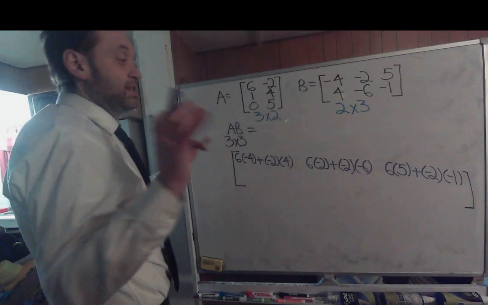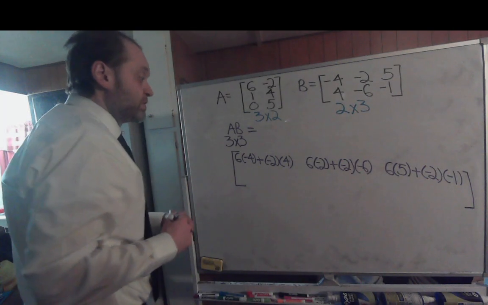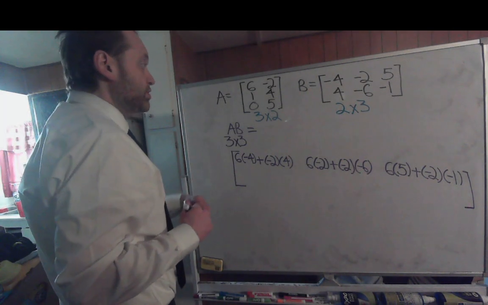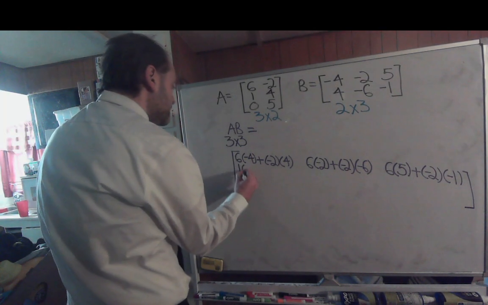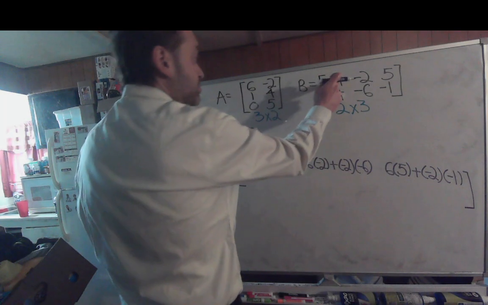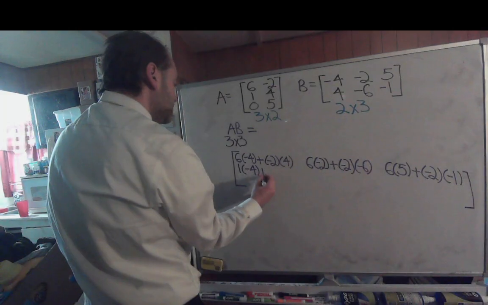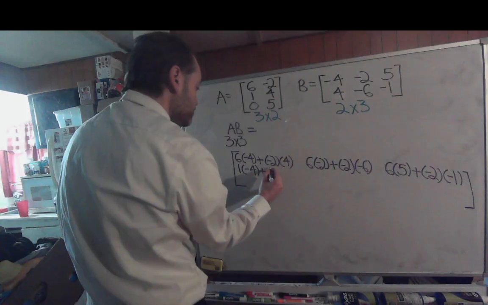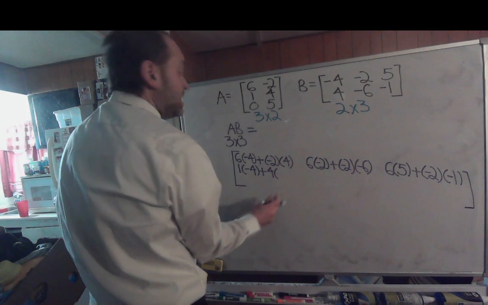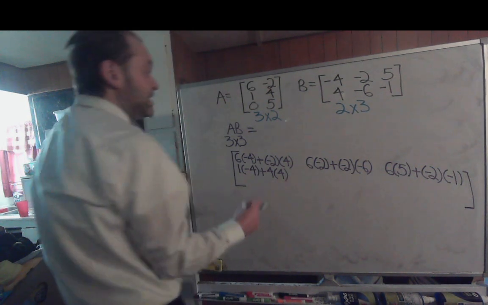Now to get the second set of numbers in the second row, we're going to work in the second row now. You're going to take the first number of the second row, which would be 1, times the first number of the first column, which would be -4, plus you'll take the second number of the second row, which would be 4, times the second number of the first column, which would be 4. That's it for that number.